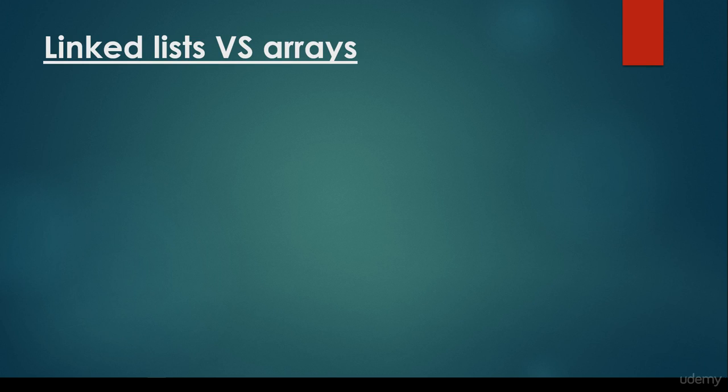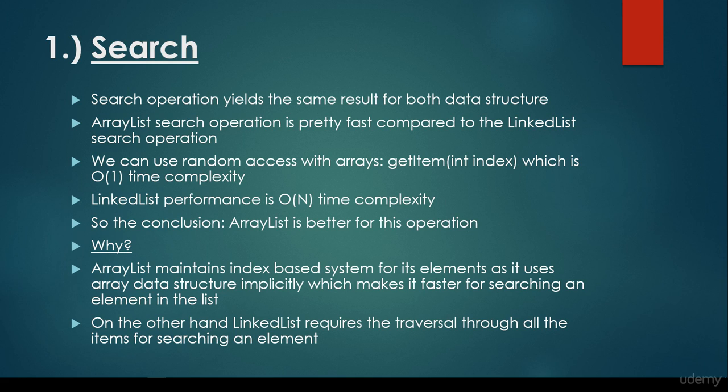So, let's get started. What's the difference between these data structures as far as the search operation is concerned? The search operation yields the same result for both data structures. If we are looking for something, it's going to return the value if the given data structure contains it, or otherwise it's going to return null, for example.